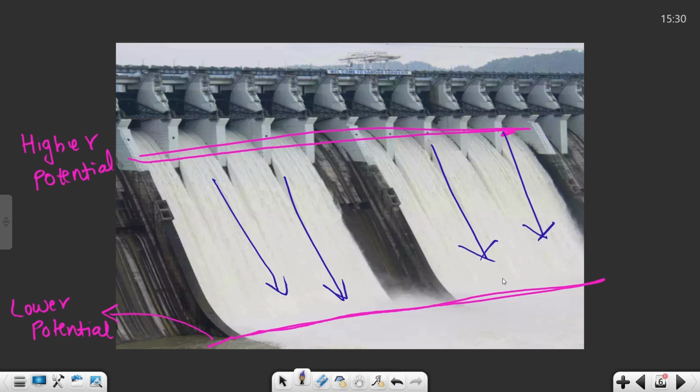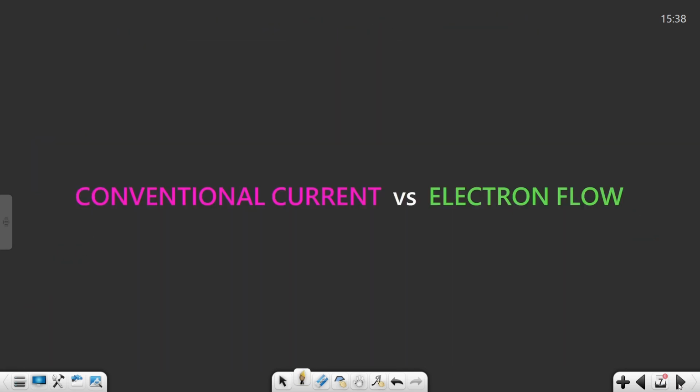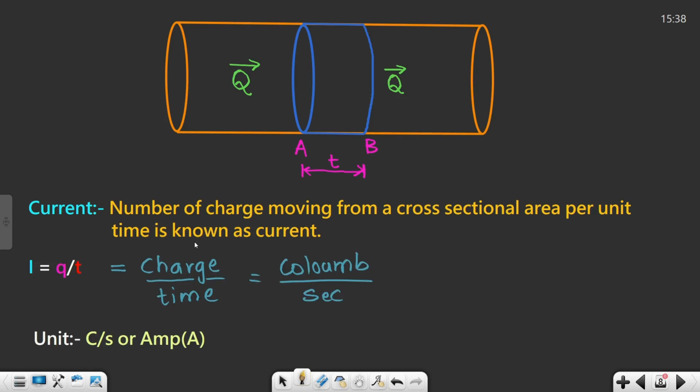Make sure that whenever you are learning current, treat the current as water, so that it becomes easier to understand this entire scenario. Let's proceed and understand what exactly a current is. Over here I had mentioned the definition: the amount of charge moving through a cross sectional area per unit time is known as current.